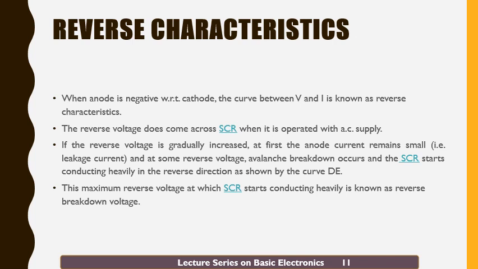If proper gate current is made to flow, the SCR can close at a much smaller applied voltage. Reverse characteristics: when anode is negative with respect to cathode, the curve between V and I is known as reverse characteristics. The negative voltage across the SCR will be applied using the AC supply. If the reverse voltage is gradually increased, at first the anode current remains small, and after the reverse breakdown voltage, the avalanche breakdown occurs and the SCR starts conducting heavily in the reverse direction as shown by the curve. So the maximum voltage at the SCR happens when VBR is reached.